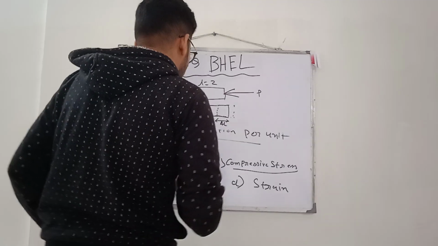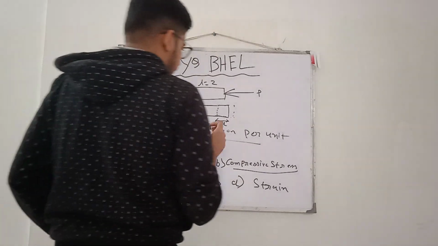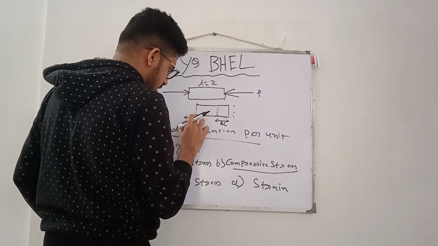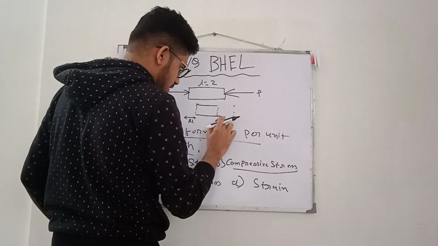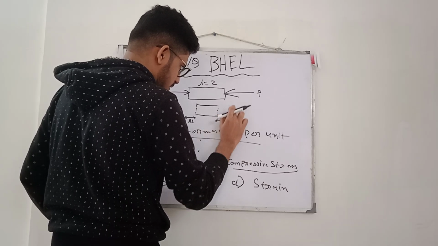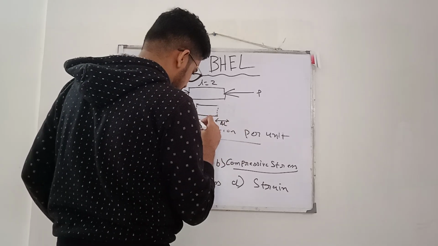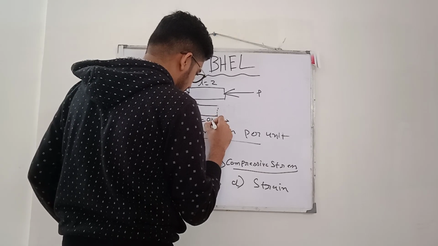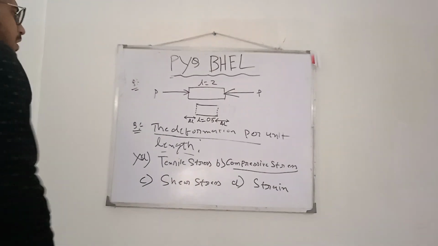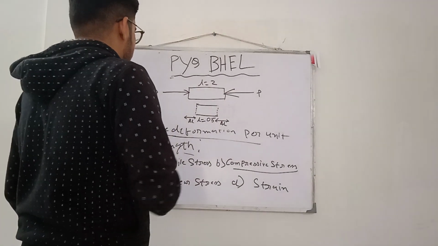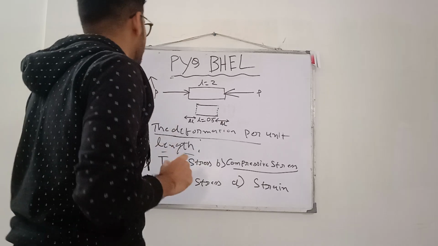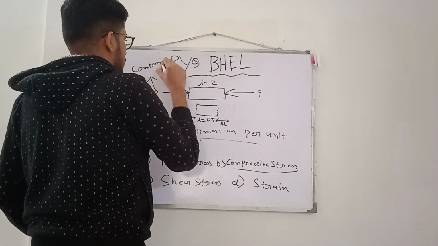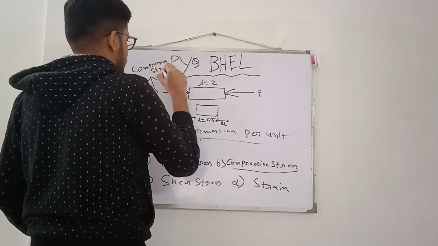This is, suppose, delta L. And for the final length, we are removing this part, and its length became, let's say, 0.5. So this is called compressive stress.